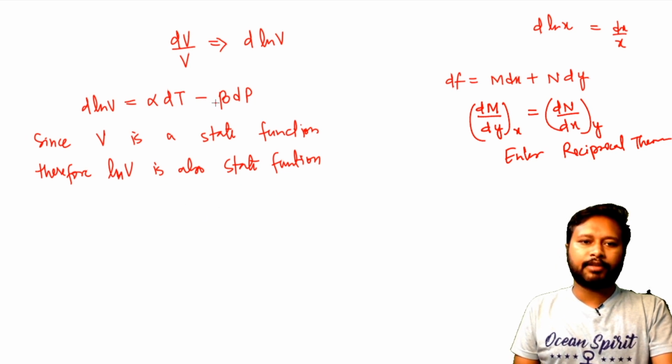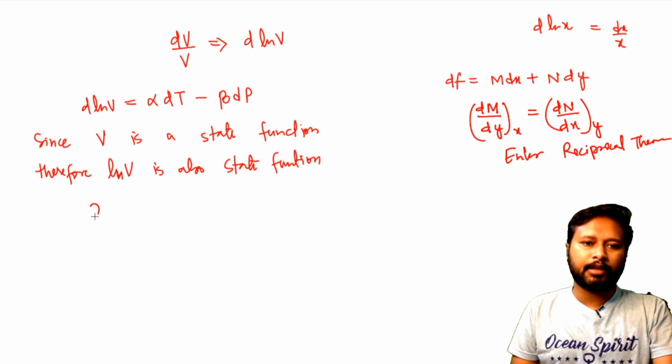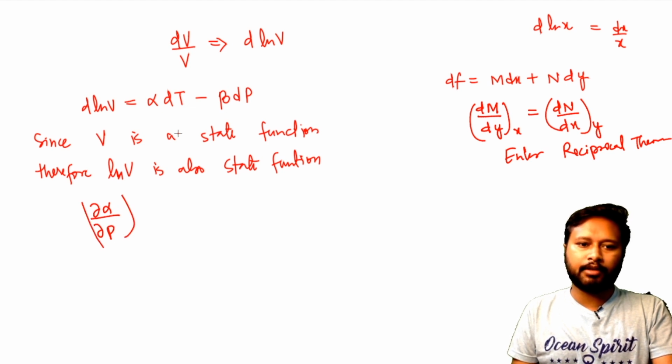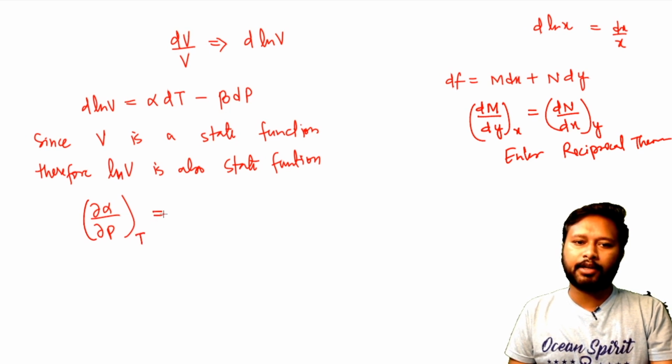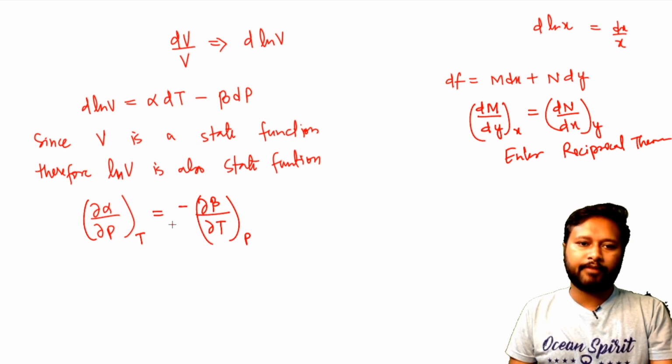We can use the same thing over here, and considering that, what I can write down is del alpha by del P at constant temperature should be equal to del beta by del T at constant pressure. And since here we have a minus sign, I have to put a minus also.